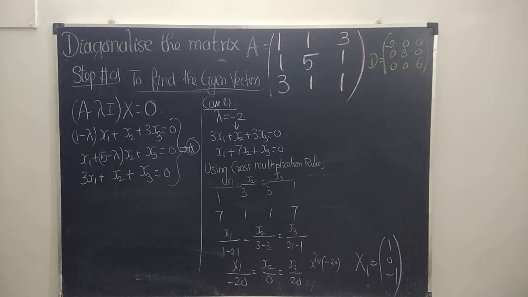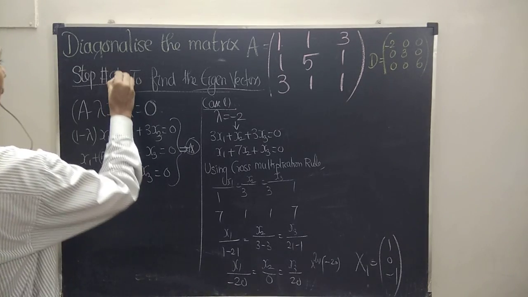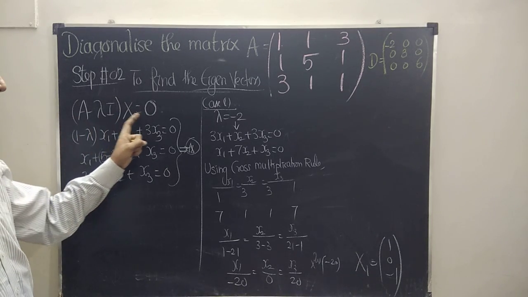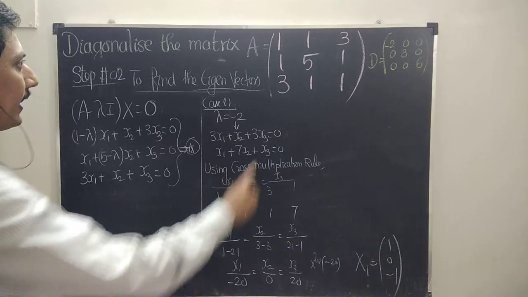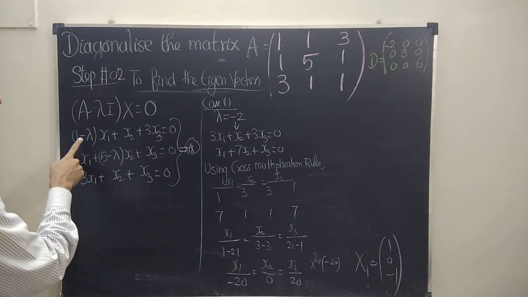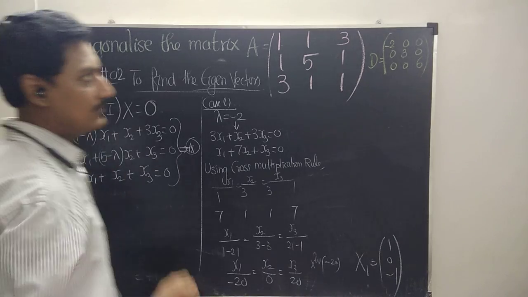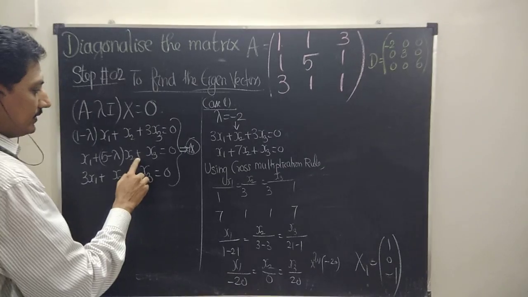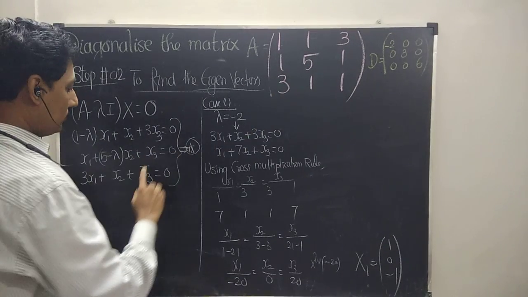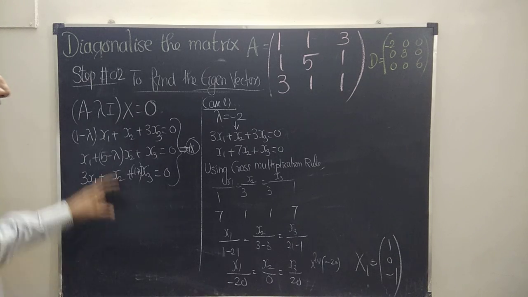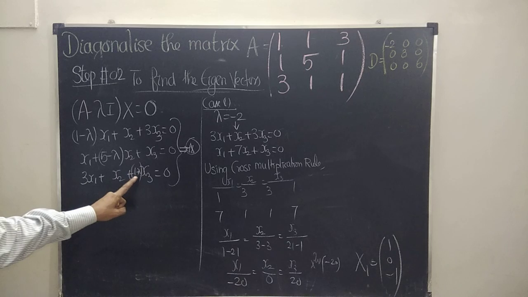Step number 2 is to find the eigenvectors of A. As we know, (A minus lambda I) x equals the zero matrix. Subtract lambda from the diagonal, multiply by the vector x1, x2, x3. So (1 minus lambda) x1 plus x2 plus 3x3 equal to 0, x1 plus (5 minus lambda) x2 plus x3 equal to 0, 3x1 plus x2 plus (1 minus lambda) x3 is equal to 0. Right? This is my superstar equation.